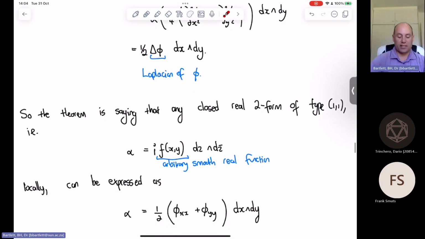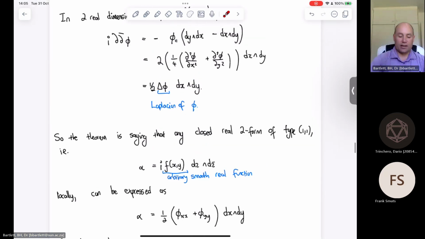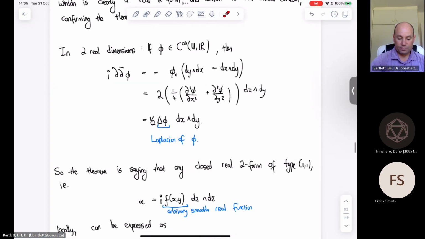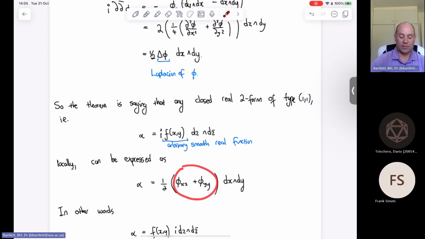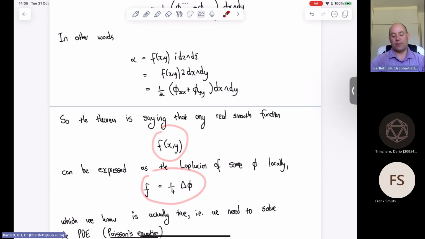Then the theorem is saying that I can express alpha as i del del bar of something. And if you go and work it out, what does that mean? It's going to be the Laplacian, right? Because del is sort of del x minus i del y, and del z bar is del x plus i del y. So if you do the composite of that, then you basically get the Laplacian, the second derivative of phi. So in very down to earth terms, it's saying that any real smooth function f basically can be expressed as the Laplacian of some function phi. That's what it's saying in this situation.